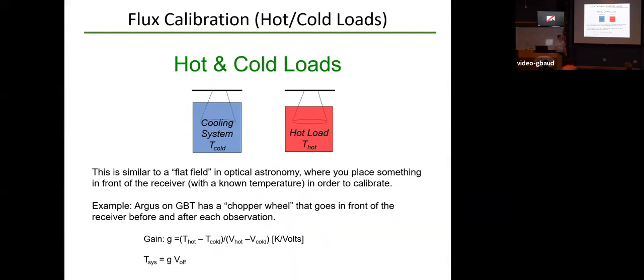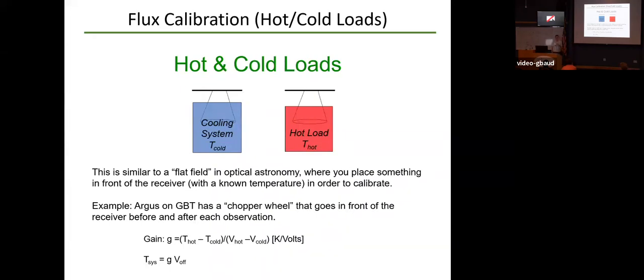And from looking at the hot load versus the cold load, you can measure the gain of the telescope. And from that gain and the voltage that you're reading off from your observations, you can measure what the system temperature is, what the temperature of your source actually is, right?